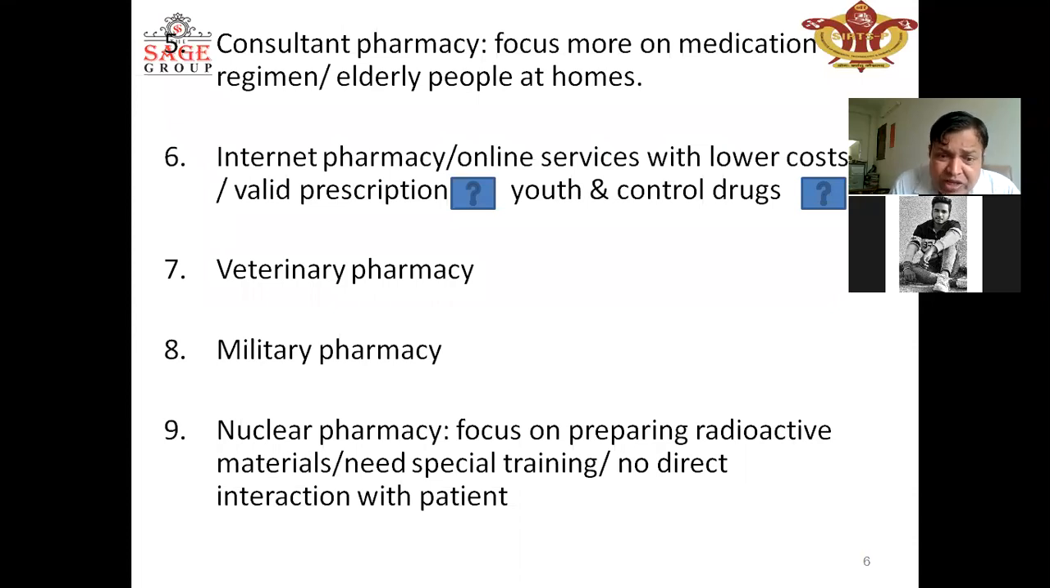Now, next is nuclear pharmacy, which focuses on preparing radioactive material and needs special training, with no direct interaction with a patient. In this case, the pharmacist is directly involved in radiation therapy, but he is taking care of the radioactive materials which are applied on a patient, but does not directly interact or contact the patient. So these are the fields where a pharmacist is working.